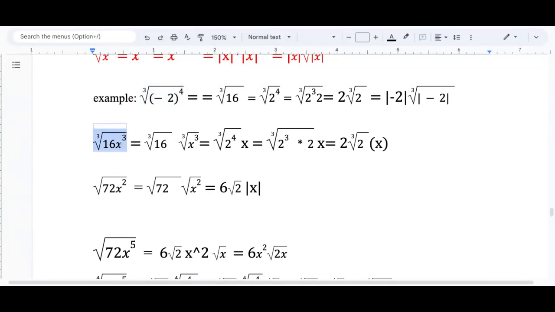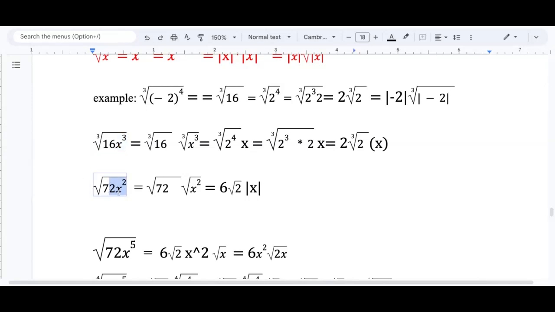So let's see this example. We have a number, we have a variable, and it's cubic root. So we see cubic root and x raised by 3, they cancel each other, right? So we just get x. Now we're left with 16 cubic root of 16. So we have to think about 16, right? 16 is 2 raised by 4. So we split it into 2 raised by 3 and 2 raised by 1. So that equals 2 cubic root of 2.